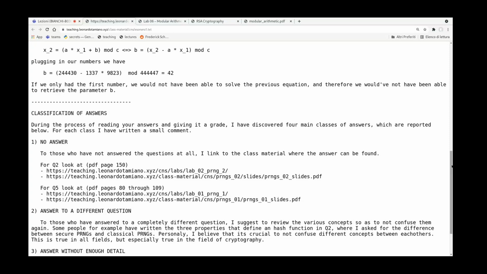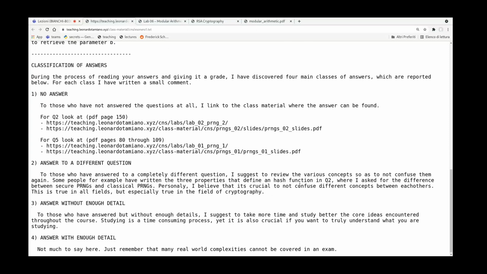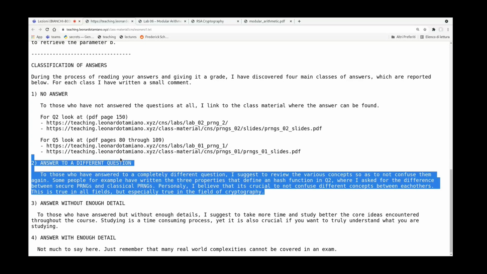Then there are some people who answered by defining what a cryptographically secure hash function is. The answer was correct in itself, but at the same time it is an answer to a different question. I guess everyone has their own grading method, but I believe that if I ask you something, I actually prefer no answer to an answer to a totally different question.